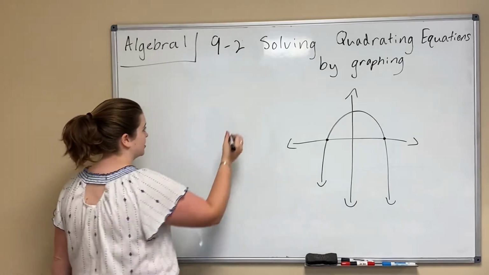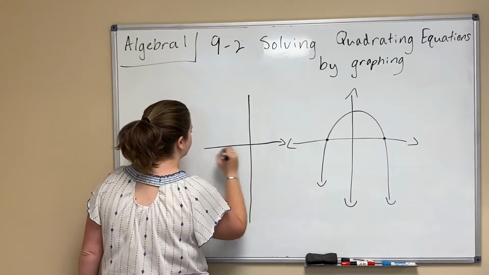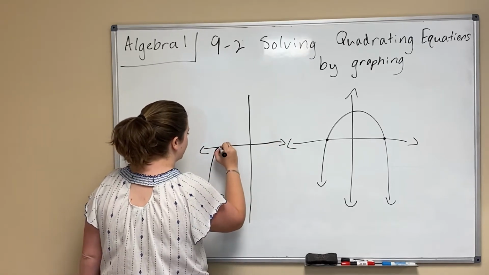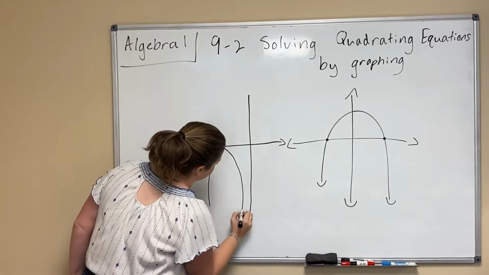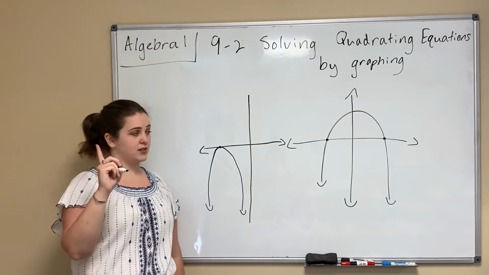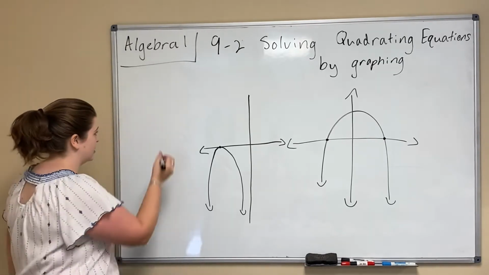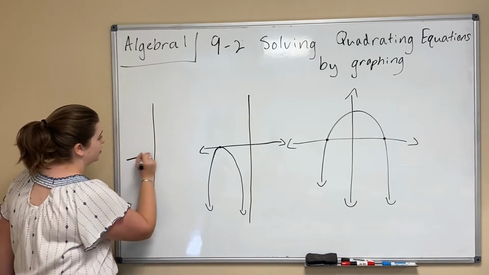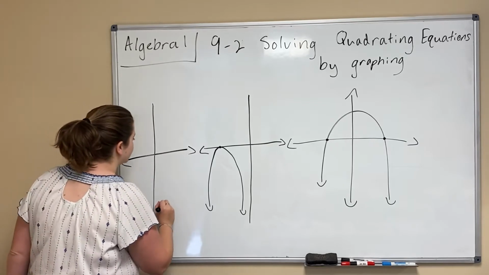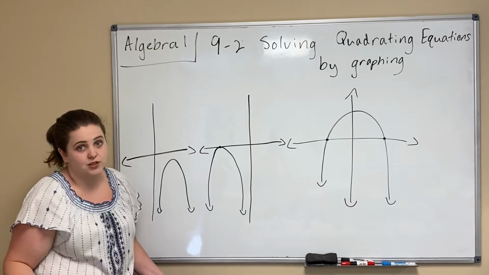Some graphs, when you draw them out, will just have one solution because their maximum value will be on the x-axis. So they'll actually just have one solution. What's more than that is some quadratic equations, when you graph them, won't even touch the x-axis at all, in which case there are no solutions.